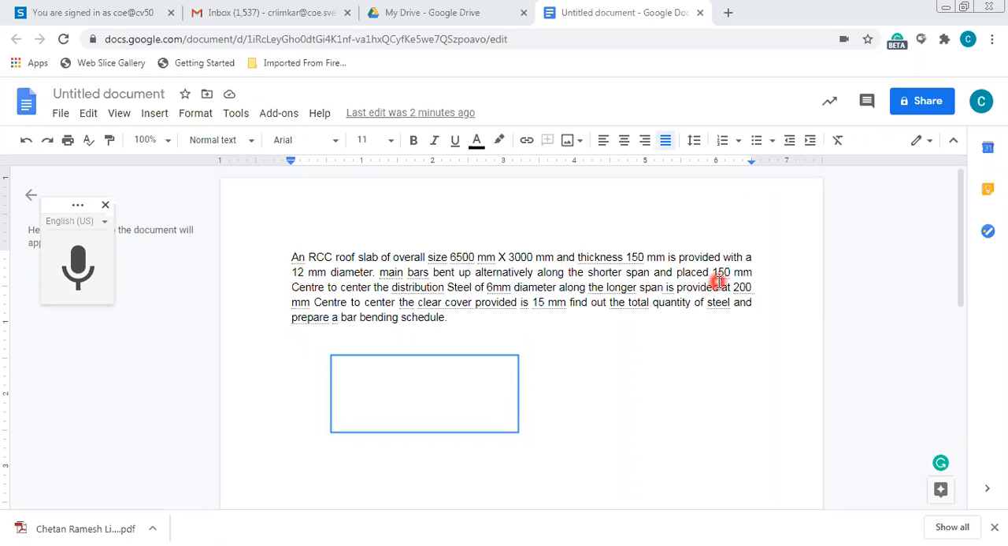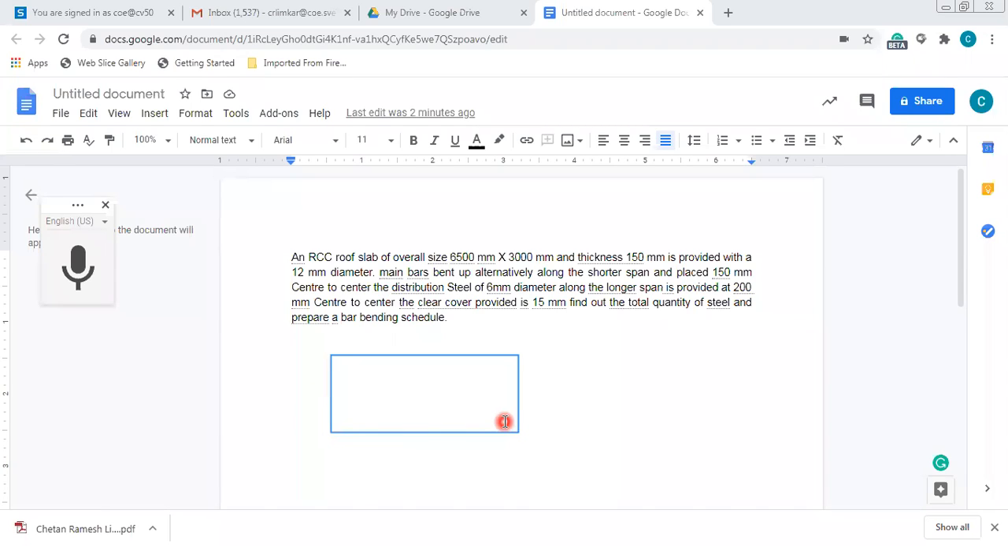Okay, and which are being kept at 150 mm center to center. Suppose here is the one bar, here is the second bar, here is the third bar, which has been provided. The center to center spacing is 150 mm, and the distribution steel is provided along the longer span. So this is your longer span.